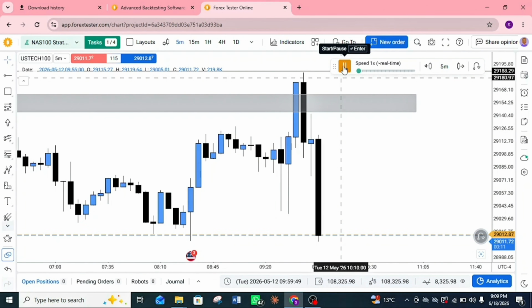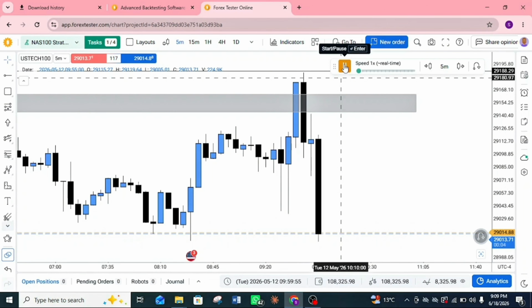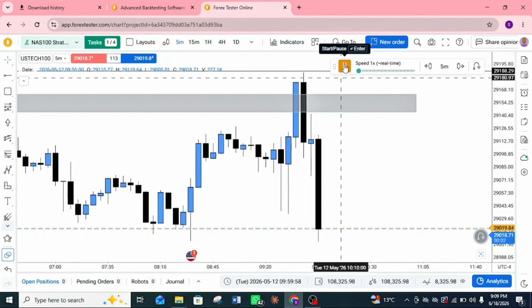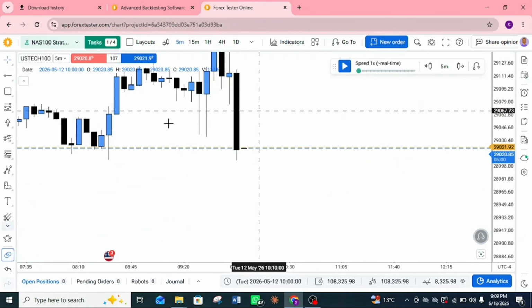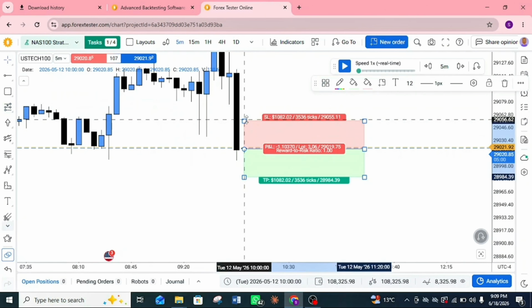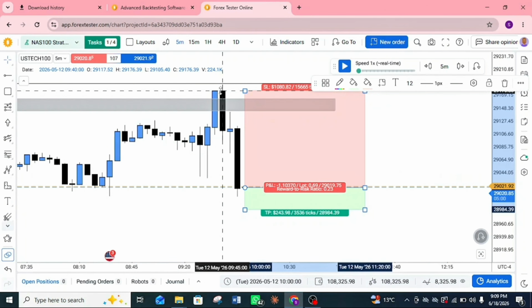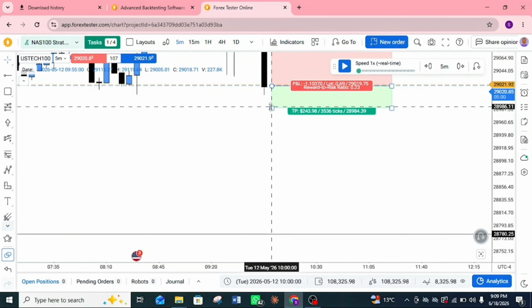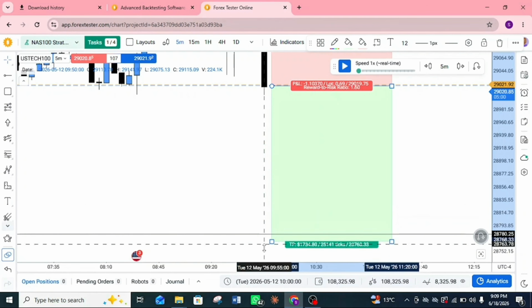Okay, now I'm going to slow it down. Okay, so this is where we'll execute. This is our sell trade right here. This is our sell trade right here. Stop loss just at the high, and I'll take profit down at our 1 to 2 risk to reward.